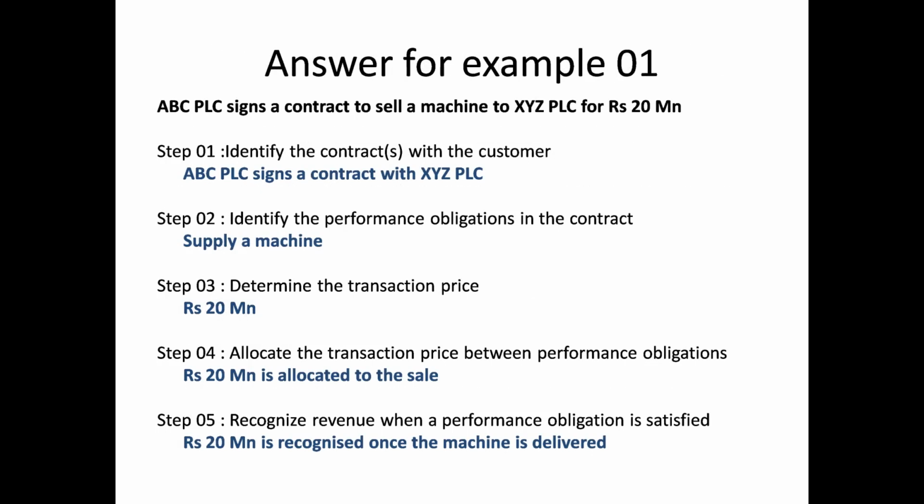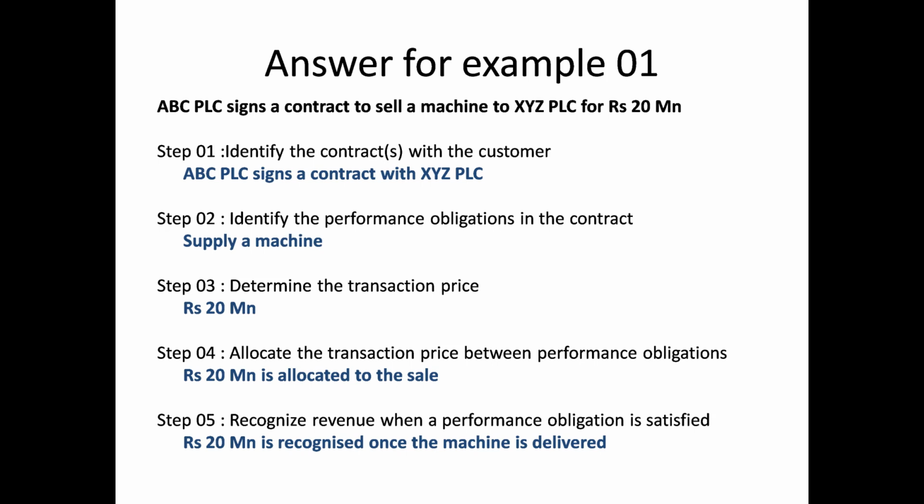Look at the question again. The transaction is ABC PLC signs a contract to sell a machine to XYZ PLC for rupees 20 million. Step 1. Identify the contract with the customer. What's the contract? ABC PLC signs a contract with XYZ PLC. That's very easy.